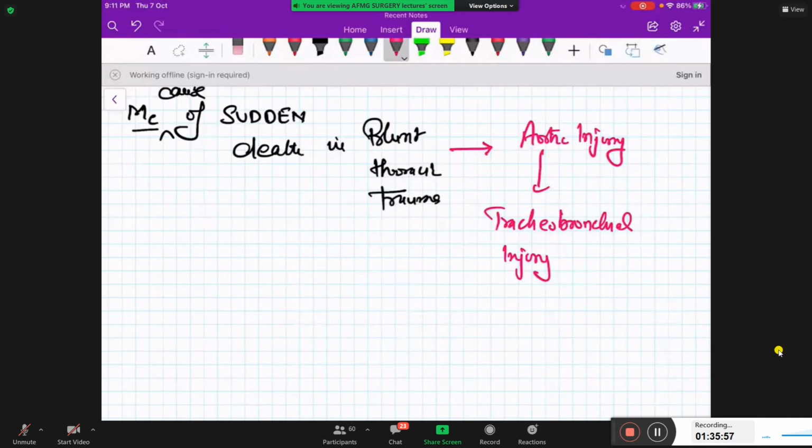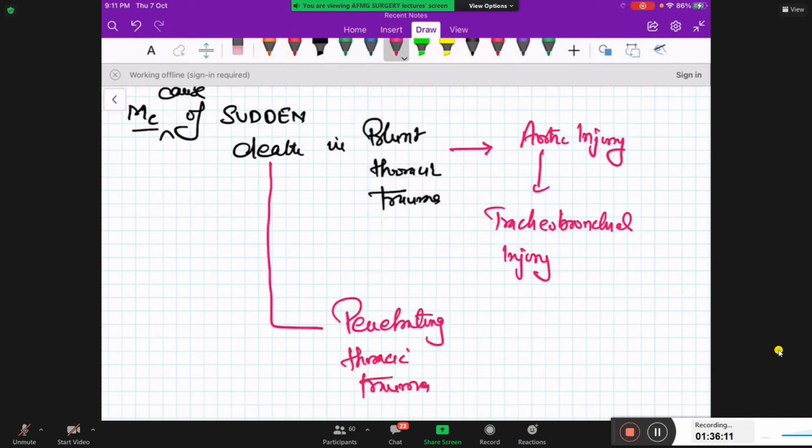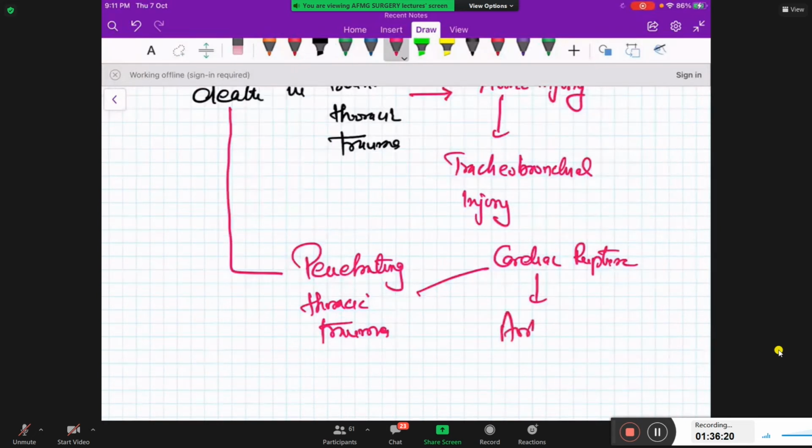Most common cause of sudden death in blunt thoracic trauma: aortic injury. Most common cause of sudden death in penetrating thoracic trauma is cardiac rupture, followed by aortic injury.